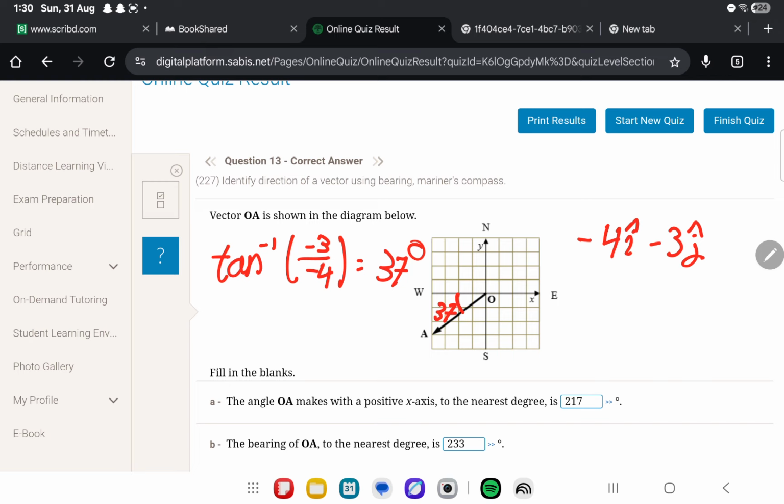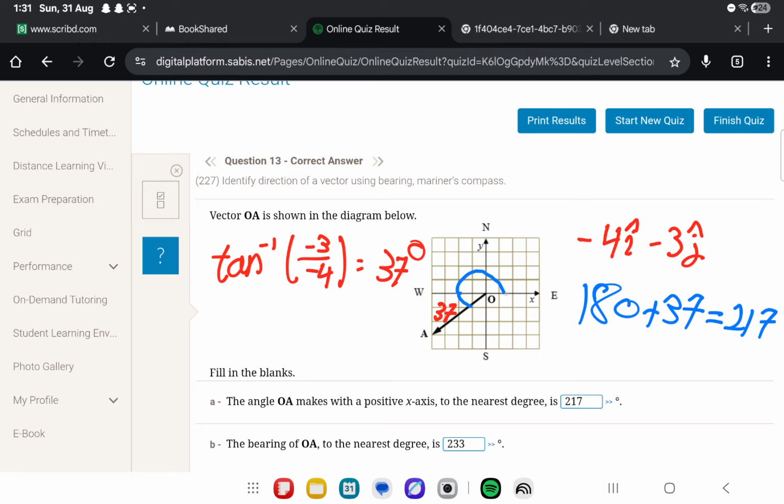However, they want it with the positive x-axis. How do we get it? The angle between it and the positive x-axis is all of this, right? Now, you notice that this part here, from the positive x-axis to the negative x-axis, is 180 degrees. So 180 degrees is the angle between the positive x-axis and the negative x-axis. How do we add? Sorry, I don't know how to explain this well because it's a bit of a confusing topic. So we're going to add 37 to 180 to get 217, which is the angle that this makes with the positive x-axis.